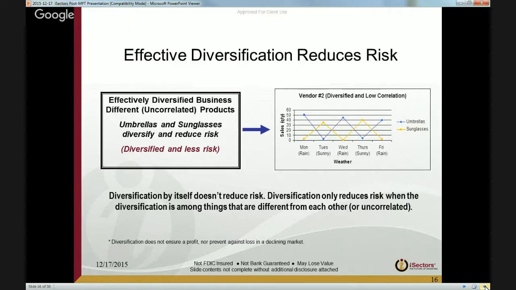Now, this would be synonymous with what it would be like for someone to invest in the post-MPT models. And if you were to ask one of your clients which one of these vendors they would rather be, most of them would probably say, I'd rather be vendor number two, because I don't want to undergo that tremendous volatility that vendor number one is going through.